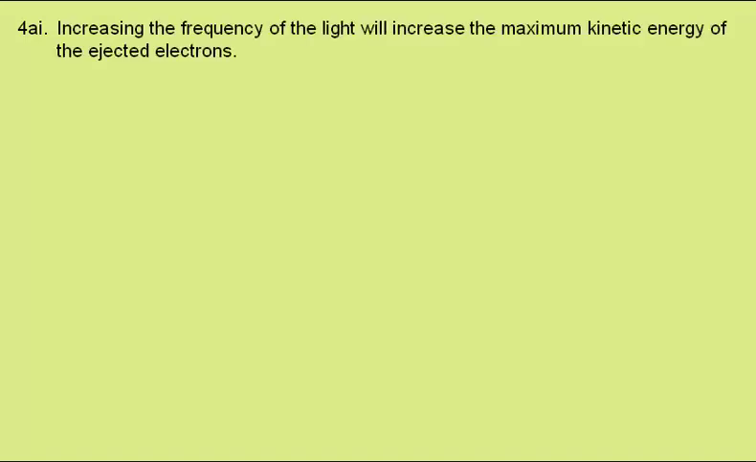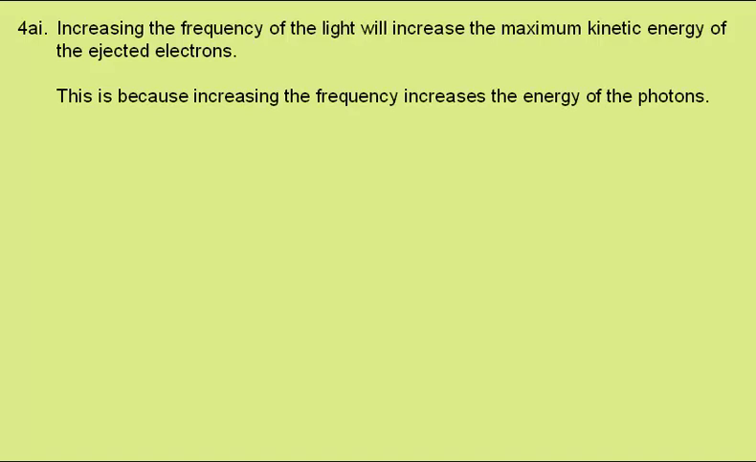In question 4, we have monochromatic light shone onto a metal surface, emitting electrons due to the photoelectric effect. In A part 1, we need to state and explain the effect of increasing the frequency of the light on these emitted electrons. Well, increasing the frequency increases the maximum kinetic energy of the ejected electrons. This is because as we increase the frequency, this increases the energy of the incoming photons.